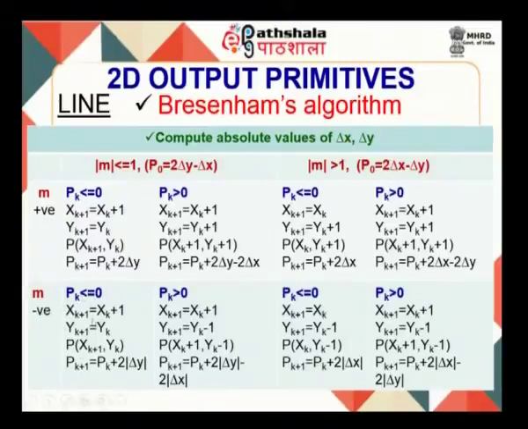Here the set of equations are given, you can refer to these equations, and as you notice here there is the modulus. Even if the slope is negative, you should not go for negative values of delta y and delta x, you should be using only the magnitudes. For mod m greater than 1 and m negative, we have the other set of equations shown here. So, you can make a note of all these, so that for whatever line type you should be able to choose the right set of equations.